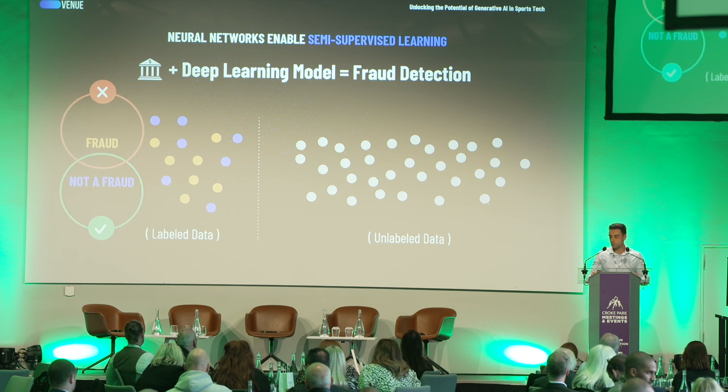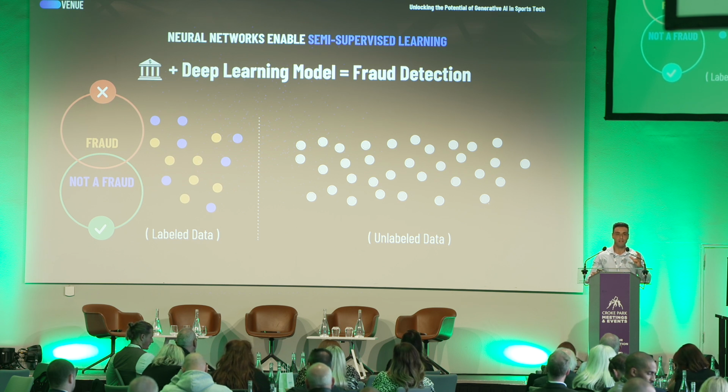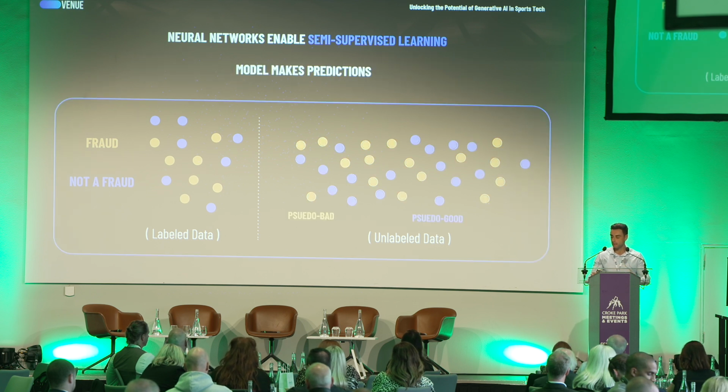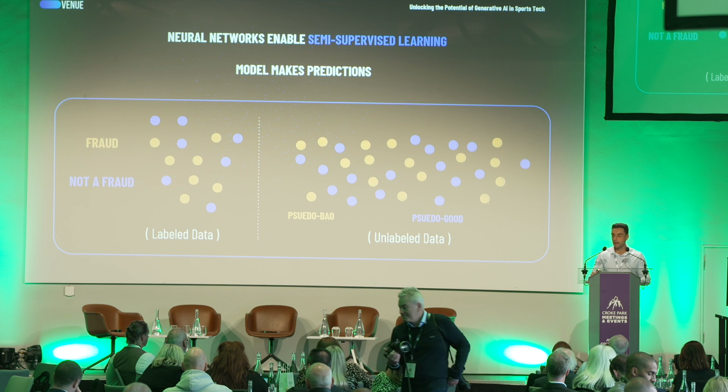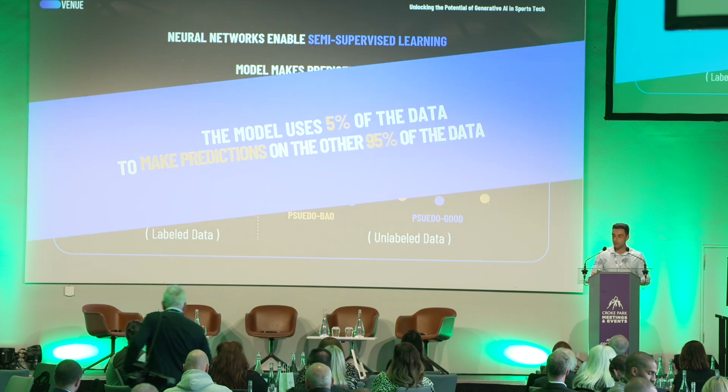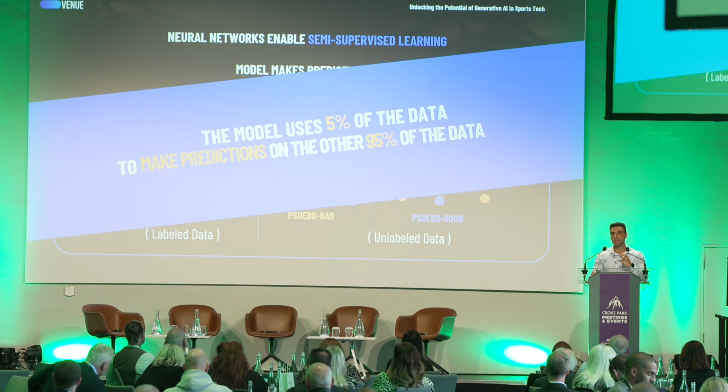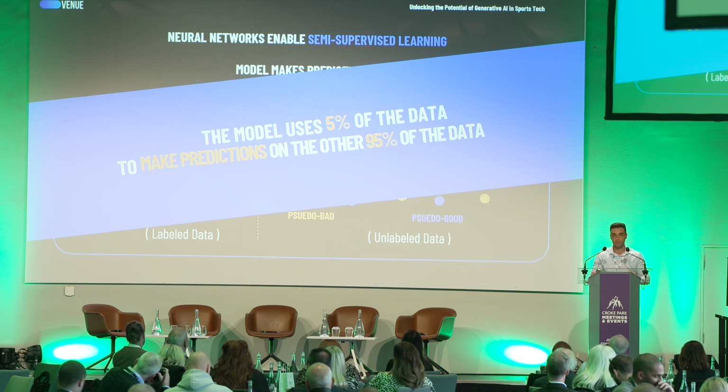And once we have these, the system is going to make predictions on what it has learned from the 5% of the data, and it's going to create pseudo, let's say, predictions for the 95% of the remaining data. Okay? So it's going to be able to tag if those transactions are pseudo good or pseudo bad with a high level of likelihood. So the model is going to use that 5% of the data to make predictions on the other 95% of the data. Okay? Do we start seeing the applicability here?